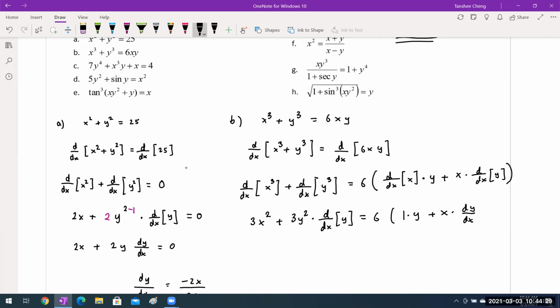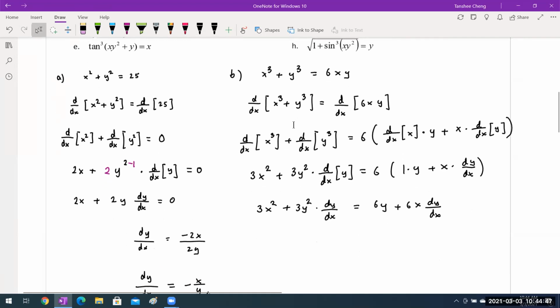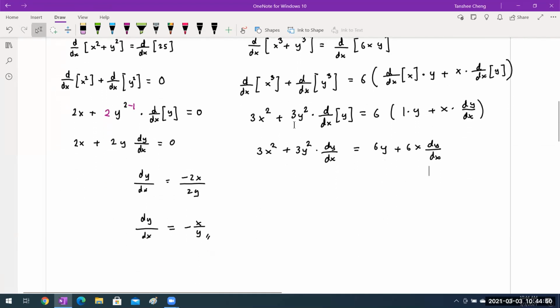So now, finally simplifying a bit more, it will be 3x squared plus 3y squared times dy/dx. And it is equal to 6y plus 6x dy/dx. And now we want to solve for the derivative, the dy/dx term. So that will be 3y squared dy/dx minus 6x dy/dx is equal to 6y minus 3x squared.